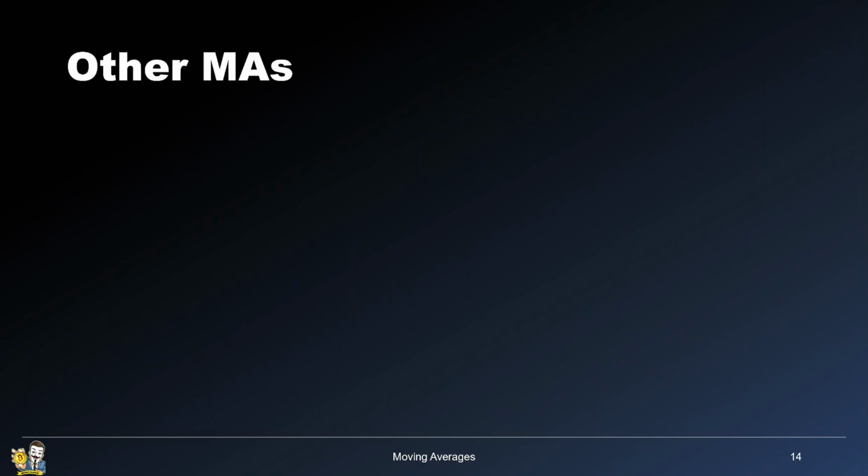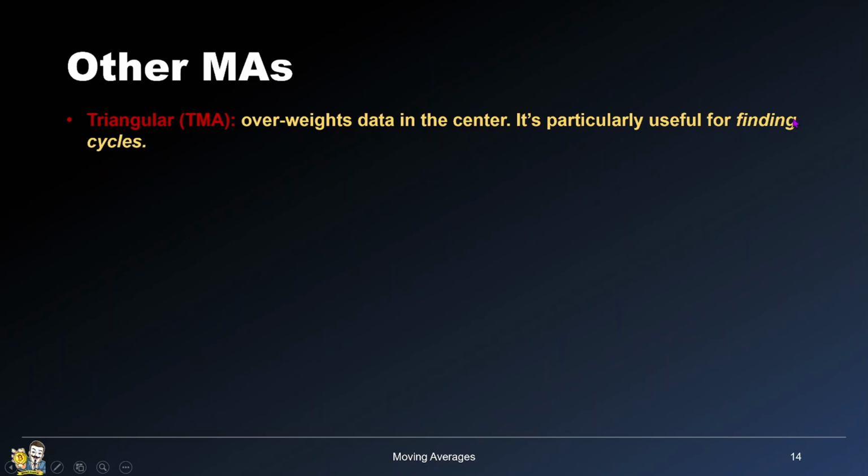There are many other moving averages out there, but let's focus on the three most important ones. First, there's the triangular moving average, which puts more weight on the data in the center. It's particularly useful for finding cycles. Here's the formula, and as you can see, the middle data points carry the most weight.